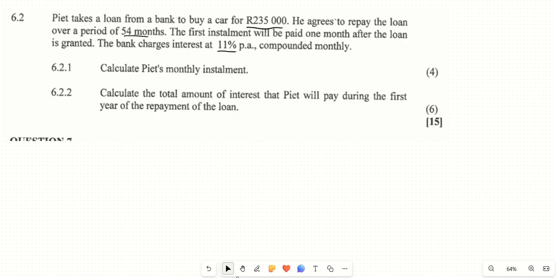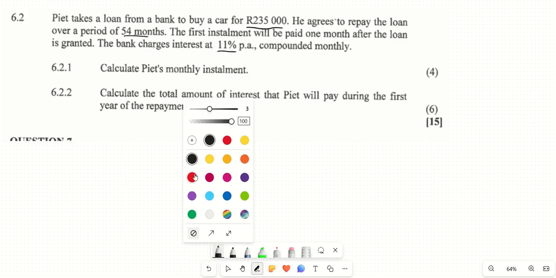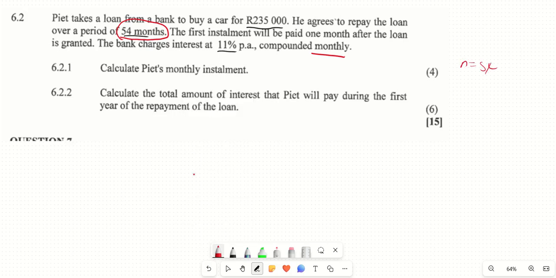Now, in this case, let me just explain a simple thing about this 54 months. We already know that the loan is compounded monthly, and the period is already given in months, so there's no need to convert this by multiplying by 12. So our n in this case is 54, which is fine. Now the first question: calculate the monthly installment.